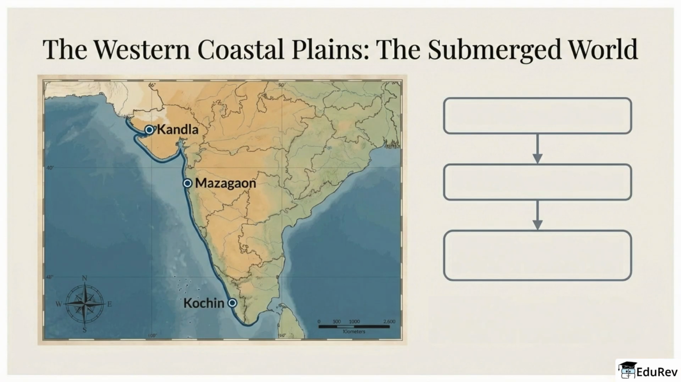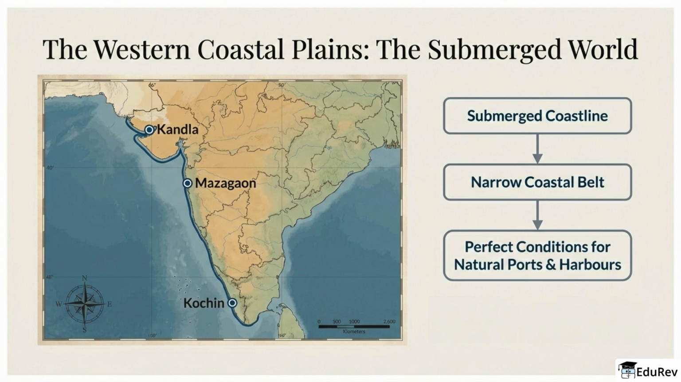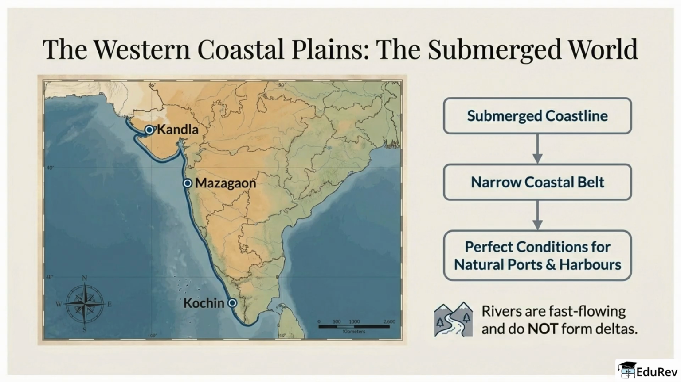Let's start with the western coastal plains, described as the submerged world. Submerged coastline basically means the sea has advanced into the land margin, creating deeper waters close to the coast. That is why the coastal belt is narrow. And that is why natural ports and harbors develop more easily here. Another key point is about rivers. They are fast-flowing and they do not form deltas. Instead, they tend to form estuaries.